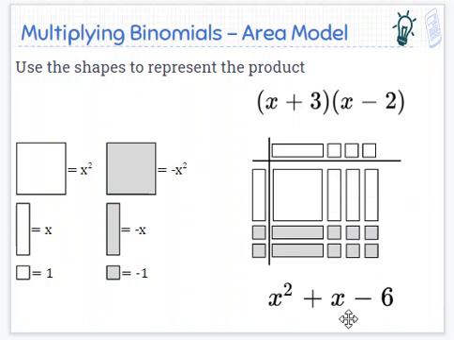Now, your middle term, positive x, that's because you have 3 positive rectangles, so 3 x's, and 2 negative rectangles, negative 2x, so 3 minus 2 is 1. And then this big square, since it's not shaded, that's a positive x squared. So this is another way to set up your binomial multiplication using algebra tiles or algebra shapes.